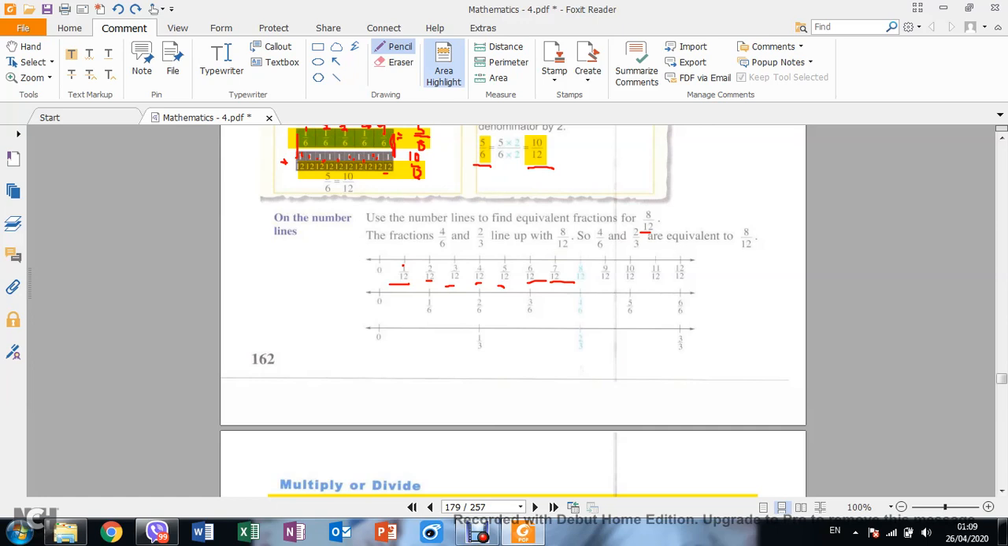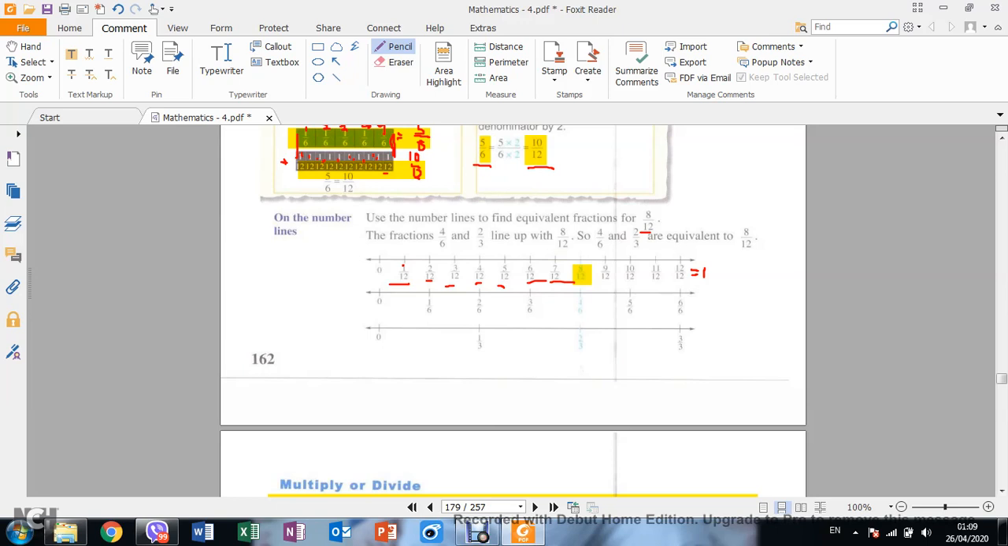Look, this one is 8/12. And after 9/12, until 12/12, 12/12 means 12/12, 12th is what? Equal to 1. Okay?